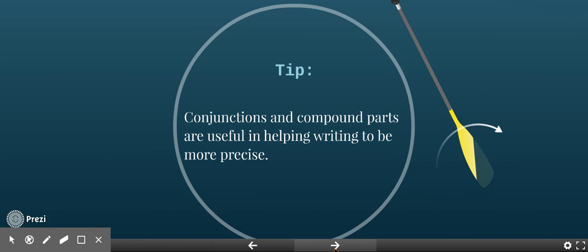All right, here's a tip. Conjunctions and compound parts are useful in helping writing to be more precise. Precise means to be more to the point. So our conjunctions and compound parts help us to not repeat ourselves and thus be more to the point.